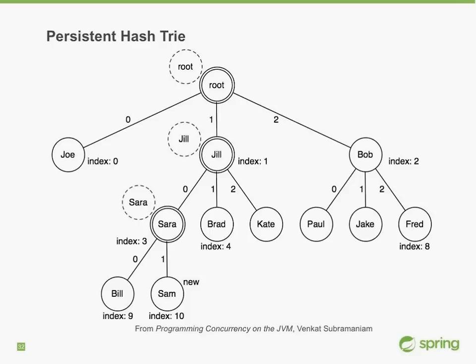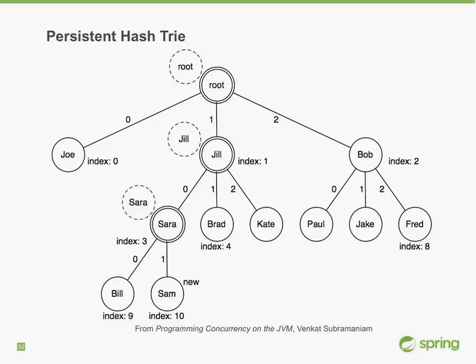So let's say Sam shows up to the meeting, and we want to add Sam to our list at index 10. Index 10 happens to be 101 in base 3. When we trace 101 through our tree, we find out that Sam should actually be a child of the Sarah node. So what we do here is make a copy of Sarah, so you'll see Sarah with a double border now, and then you'll also see the original Sarah with the dashed border. What we're doing here is creating a copy of Sarah. We're pointing this copy to Sarah's original children, which in this case happen to be Bill, and adding Sam.